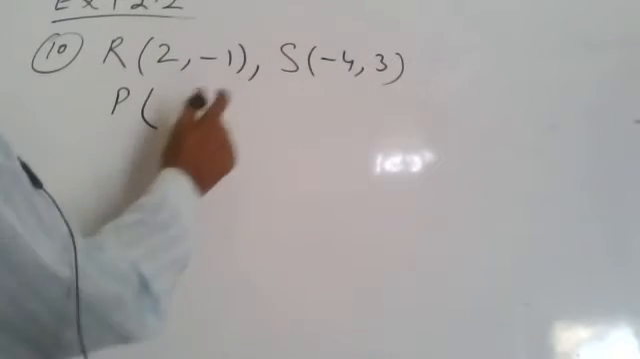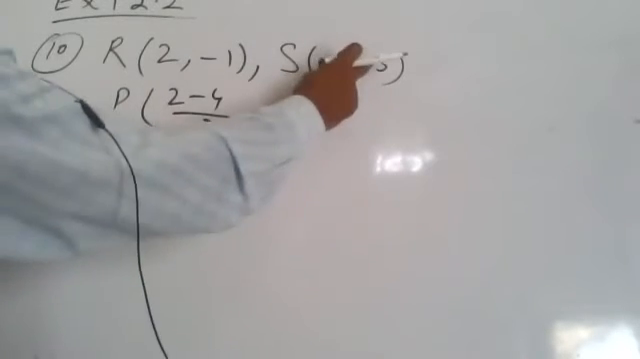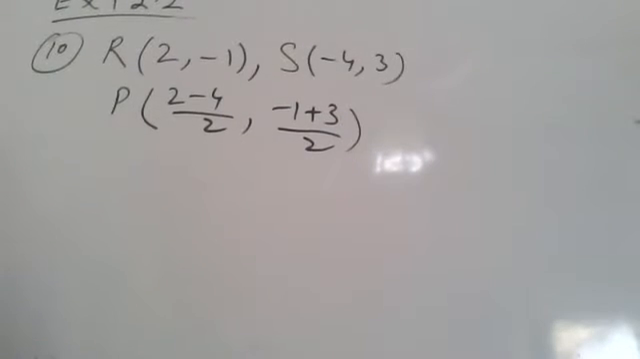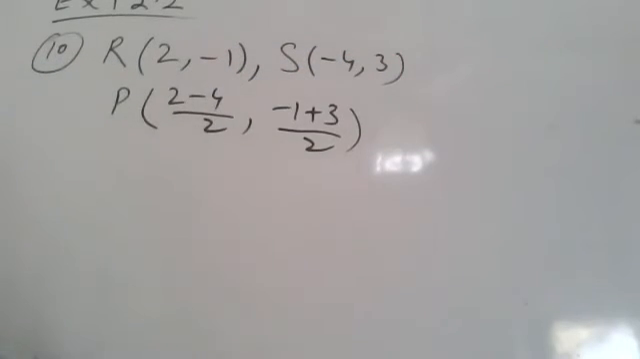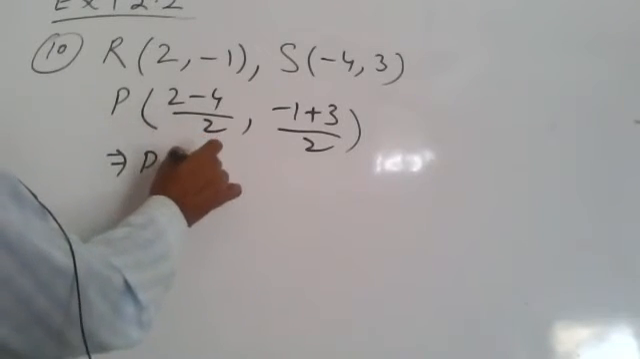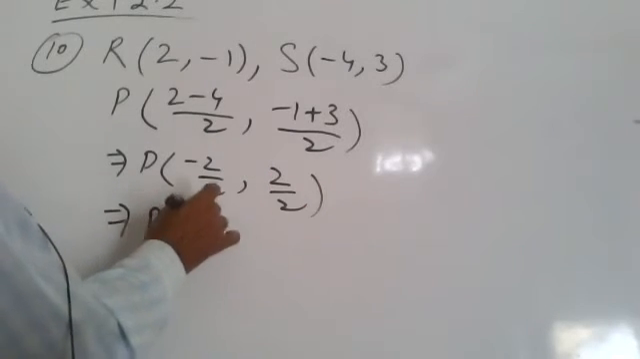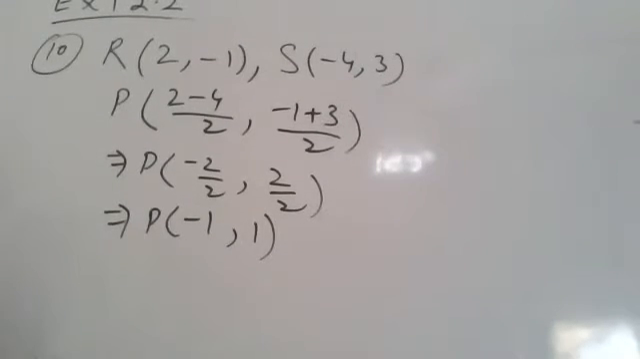Add the 2 and -4, divide by 2; -1 plus 3, divide by 2. Add the 2 components, divide by 2. So (x1 plus x2) upon 2, (y1 plus y2) upon 2. If there is a third component, (z1 plus z2) upon 2, that will be the midpoint. So it will become -2 upon 2 and 2 upon 2, which becomes -1 and 1. This is the midpoint of line segment RS, the midpoint of the two given points R and S.